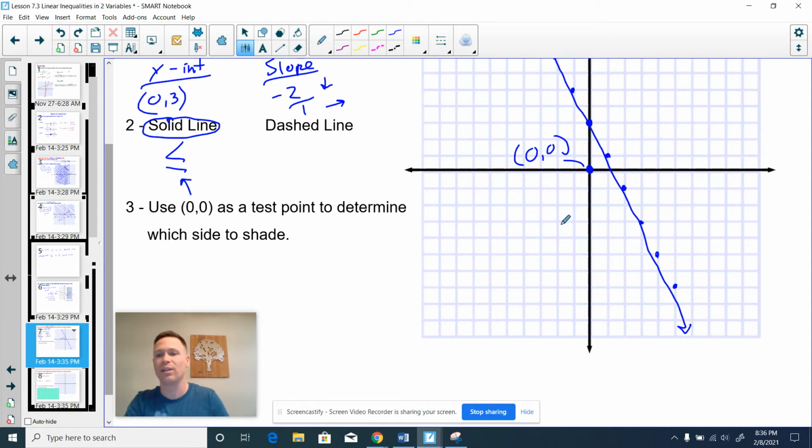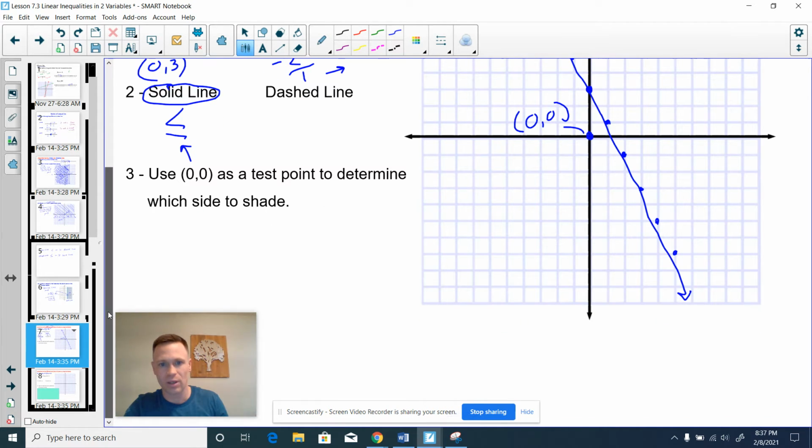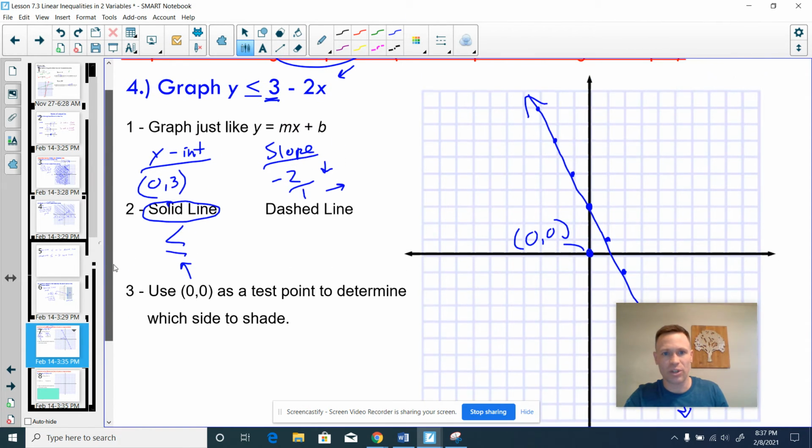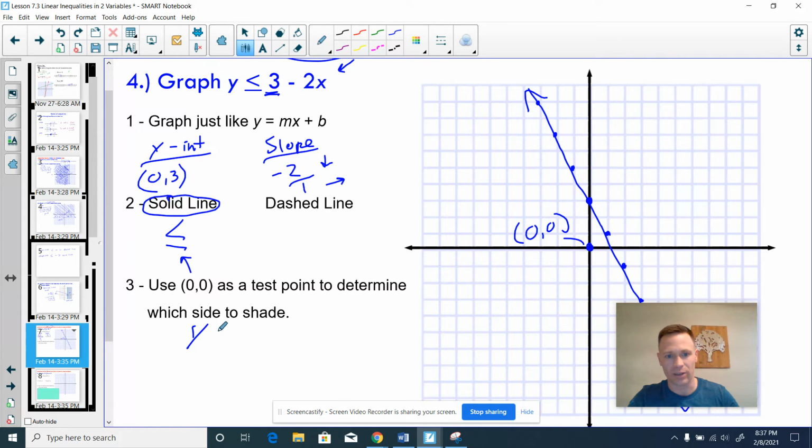And what's going to happen is if it's a true statement, we're going to shade the side that has (0, 0). If it's a false statement, we're going to shade the other side because we know that (0, 0) is not part of the answer. So we're basically testing to see if (0, 0) is a solution to the linear inequality. I'm just going to rewrite my linear inequality. y is less than or equal to negative 3 minus 2x.